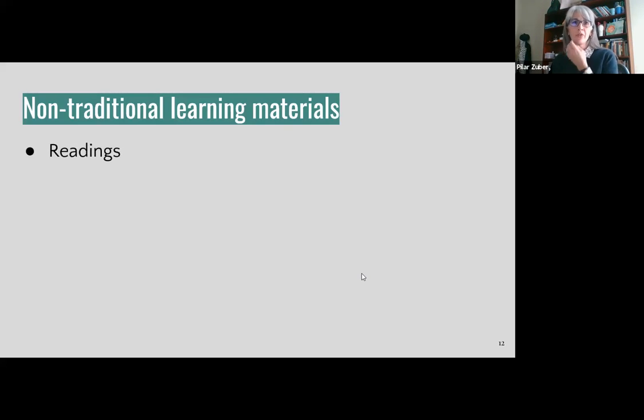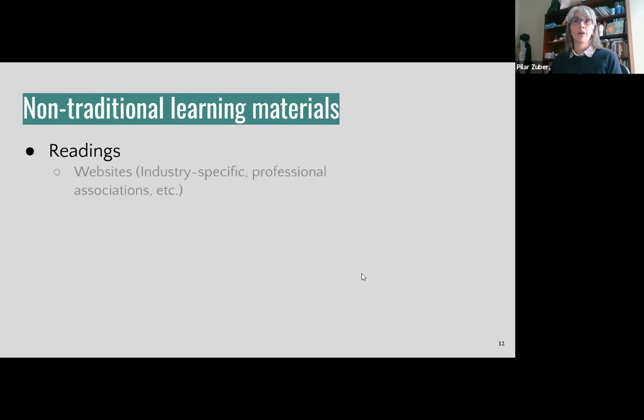One of the things you may have noticed is we've tried to get away from the term readings, even though that's the more traditional approach. In our classes, we call them learning materials. Sometimes I might label something as a reading to let them know this is something they need to read, versus a video, something they need to watch. But always making sure they understand that the expectation is not necessarily to read.